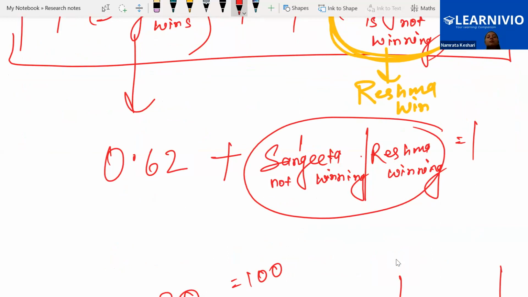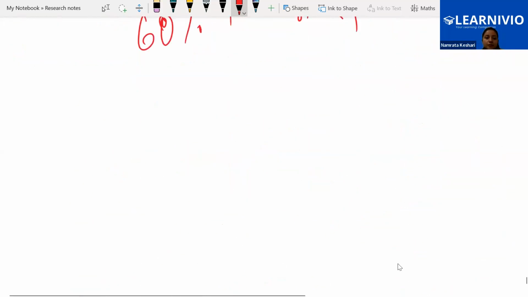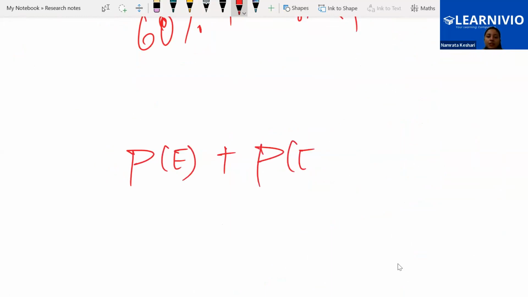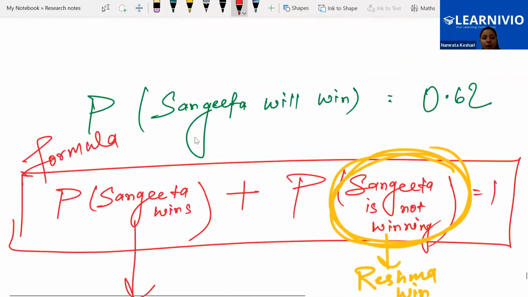We don't have to think about the favorable outcome. We don't have to think about the total outcome. Directly we are going to get the answer. From where? From the formula that probability of event A plus probability of not A is equal to 1. We know that. And we represent it like this: probability of event E plus probability of E bar, where E bar means not E, is always 1. And with the help of this formula only we have found it.